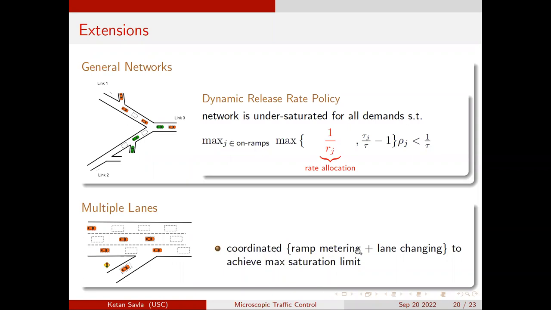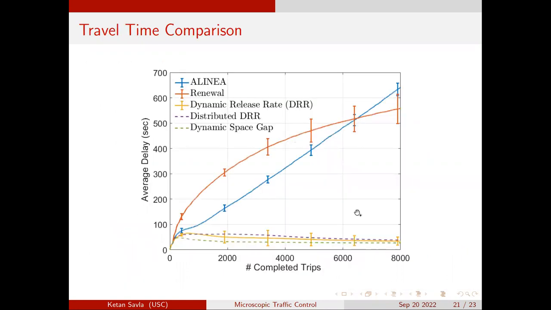So we have some initial work, which I'm happy to discuss, on coordinating lane changing and ramp metering to again achieve that saturation limit as closely as possible. So finally, here is a comparison of travel time. The performance metric that we have chosen so far was the saturation limit, but travel time is a commonly used metric.